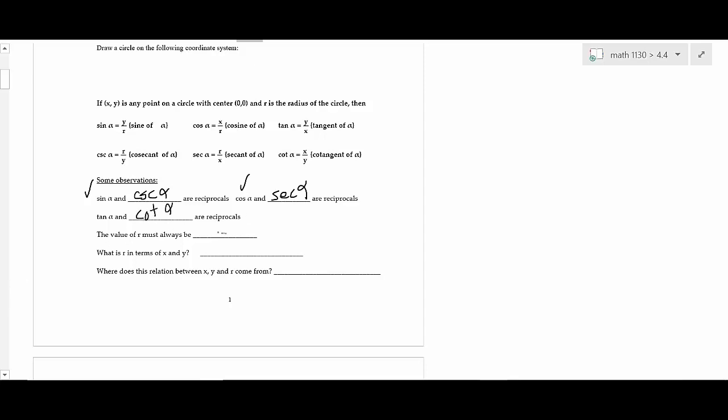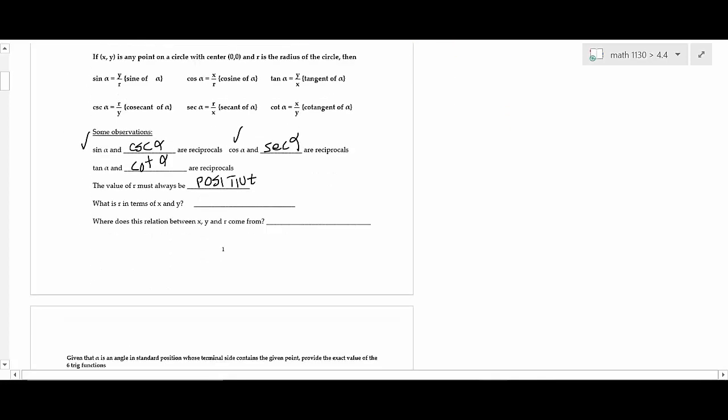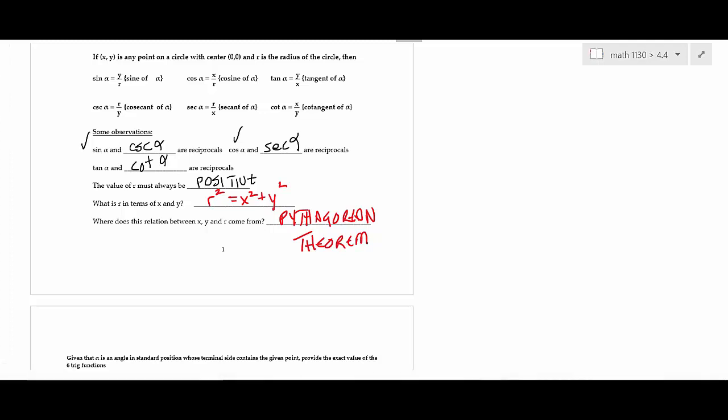The value of r must always be positive. You're always going to have a positive radius. And then remember, from the Pythagorean theorem, if you look at the diagram I had you draw, you would have x squared plus y squared equals r squared. That's just the Pythagorean theorem: a squared plus b squared equals c squared. So r squared is x squared plus y squared. Okay, so that's the idea. Those are the formal definitions of your 6 trig functions in terms of x, y, and r.